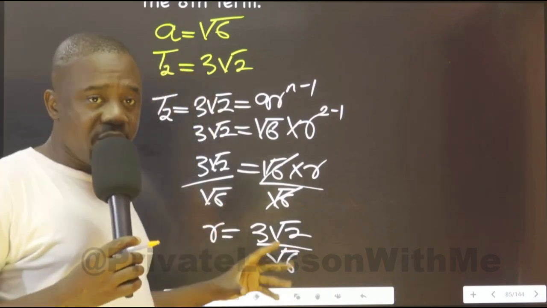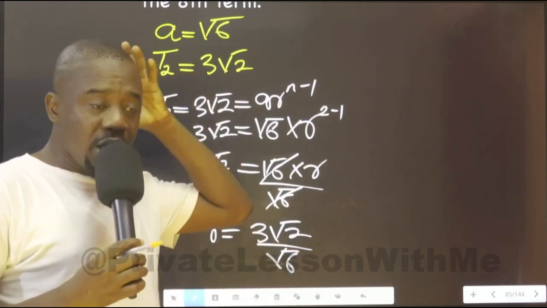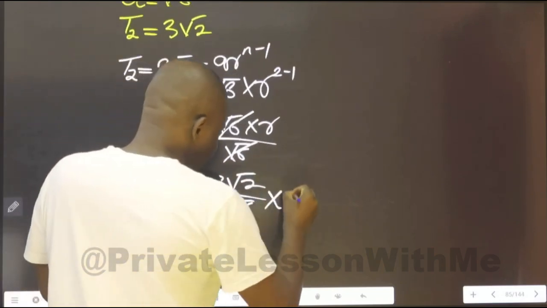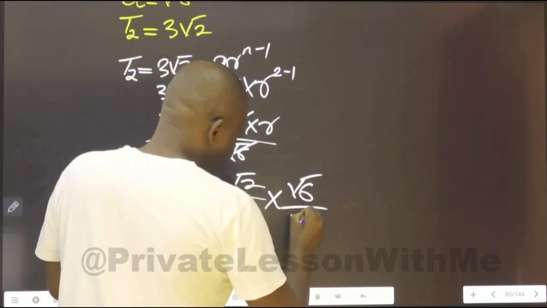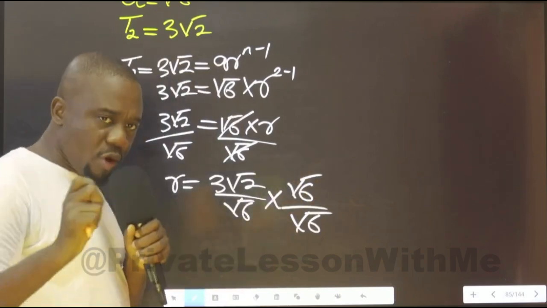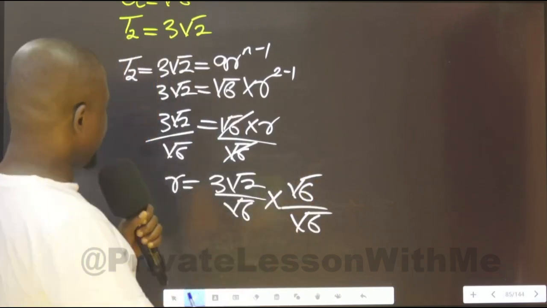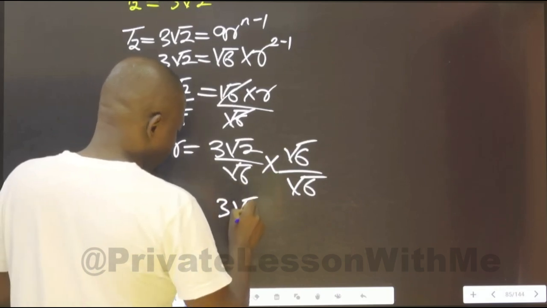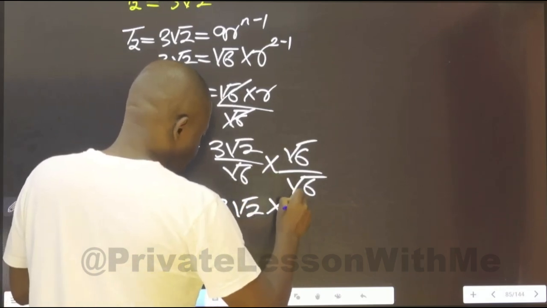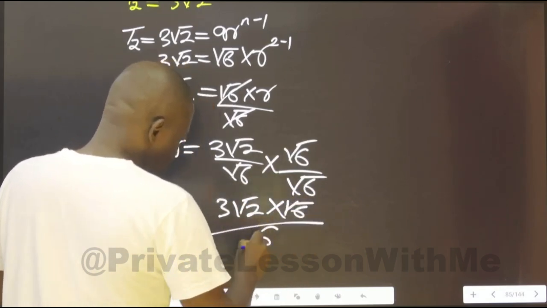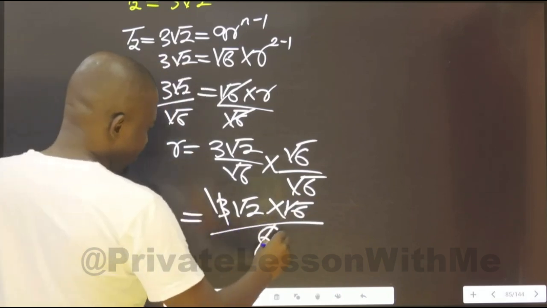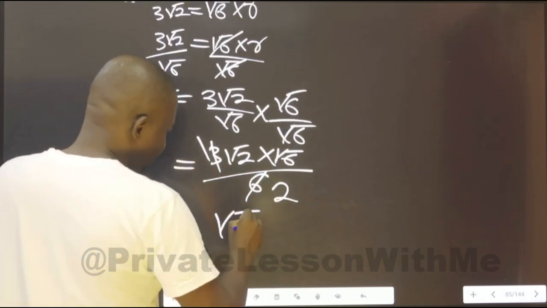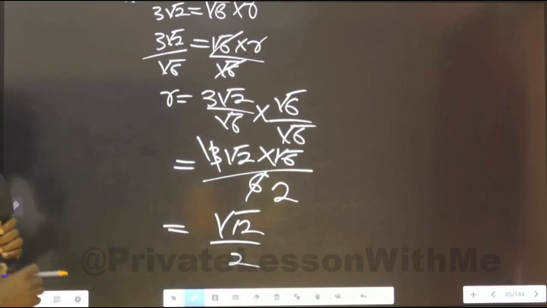All we have to do now is to apply our solid knowledge to work on this. We need to rationalize the denominator by multiplying the numerator by the square root of 6 and the denominator by the square root of 6. It means, therefore, we're going to have 3 square root of 2 times square root of 6. 6 will be here. 3 here, 1, 3 here, 2. It means this is the square root of 12 over 2.